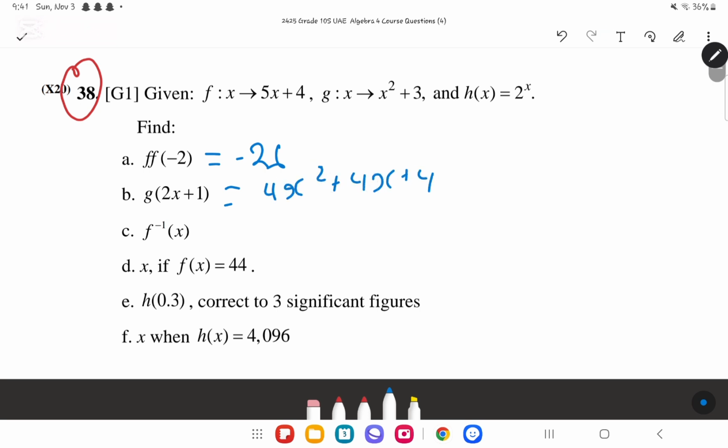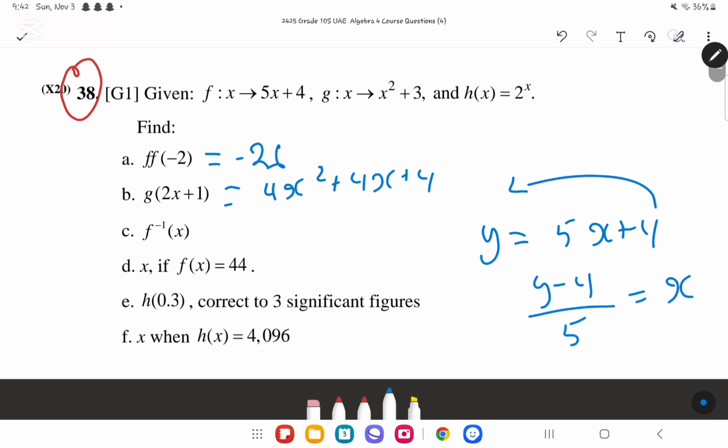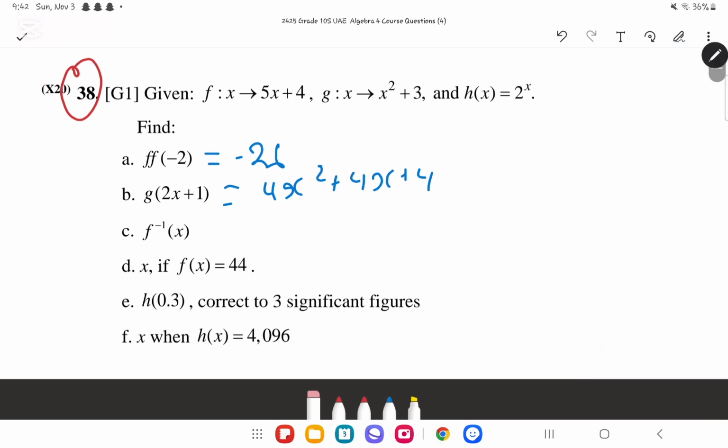F inverse, very easy to find. Just change f of x into y, so now y is equal to 5x plus 4. Bring 4 to the other side, y minus 4 over 5 is then equal to x. Change the x into f inverse of x, which is equal to x minus 4 over 5. I'm doing it fast because we already know how to do this. It's very quick. So we have that f inverse of x is equal to x minus 4 over 5.